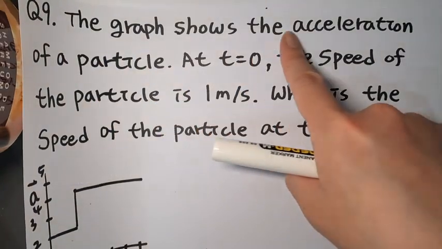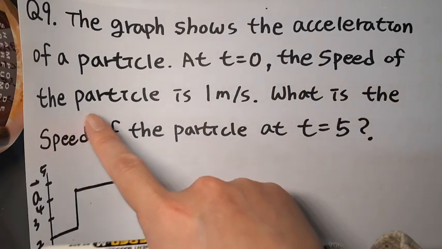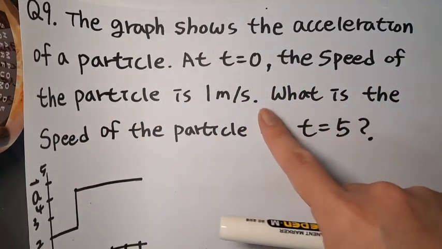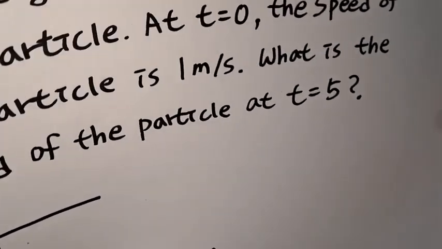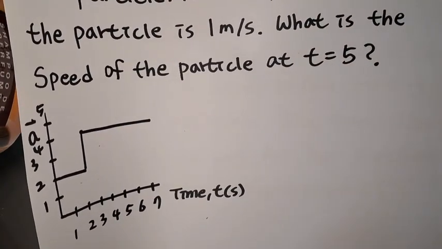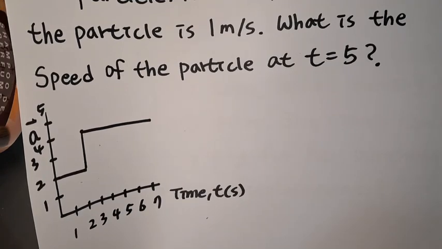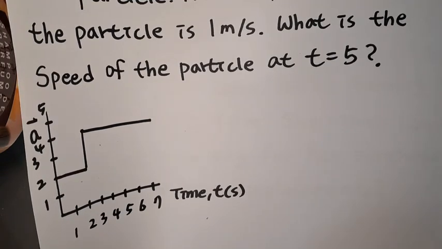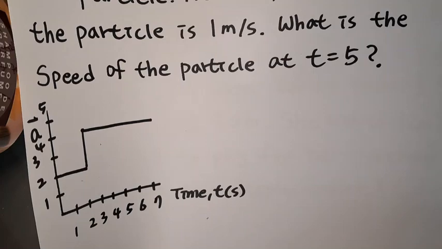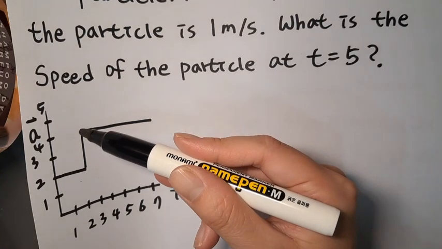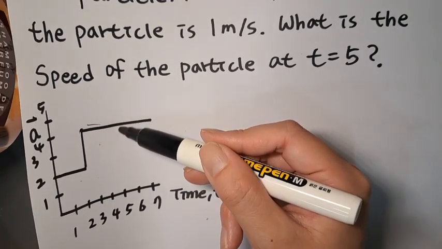The graph shows the acceleration of a particle. At t is 0, the speed of the particle is 1 meter per second. What's the speed of the particle at t is 5? The acceleration is constant from t is 0 to t is 2. This is constant. And again, from t is 2 to t is 5, this is constant.